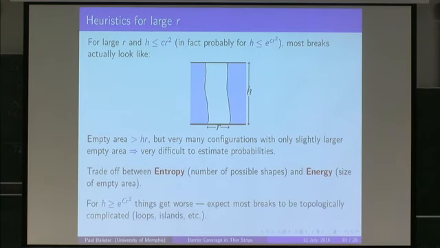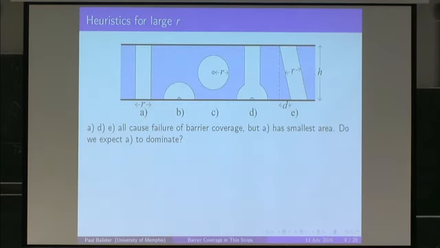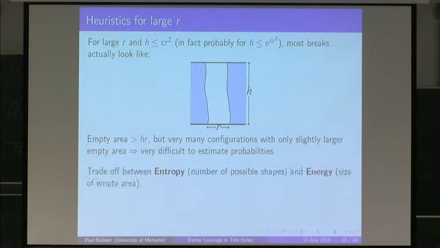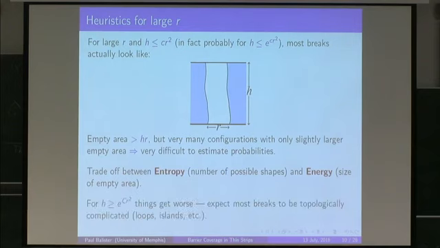Okay. If H is ridiculously large, for example, if it's exponentially in R squared, then it's not too difficult to see that eventually all sorts of crazy things are going to happen. If I go back to this example, you'll get things like D happening, and you'll have little islands, and you'll have the thing looping round and doing all sorts of crazy things, because simply there's so many more possible ways that it can fail.